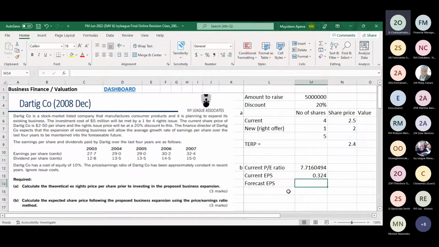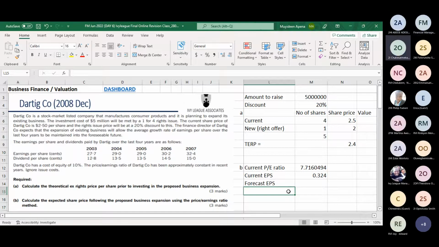We use dividend plus retention as earnings divided by number of shares. Interesting. Look at the last sentence in the first paragraph. The finance director of Datico expects that the expansion of existing business will allow the average growth rate of earnings per share over the last 4 years to be maintained into the foreseeable future. What's the implication of that sentence? We have to calculate annual growth rate in earnings.